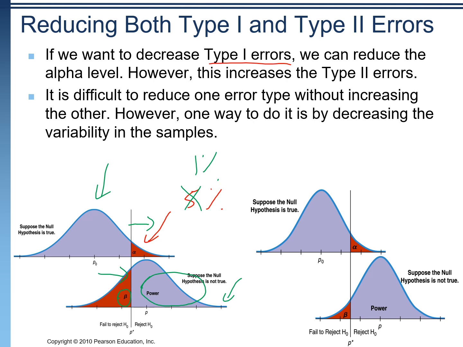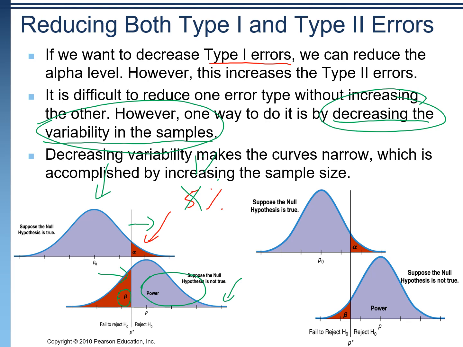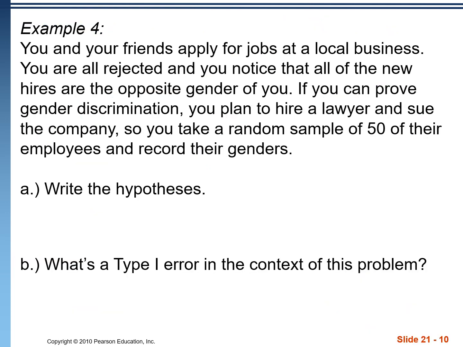One way that we can affect all of them at the same time, lower our error rates and increase the power, is by decreasing the variability in the samples. When you see this phrase, you need to be able to associate it with increasing the sample size. Decreasing variability makes the curves narrower. We do this by taking a larger sample, and when the curves get narrower, you can see that there's less area in those tails that represent the error rates, and there's more area in that part of the curve represented by power. All that being said, here's what one of these problems will look like.